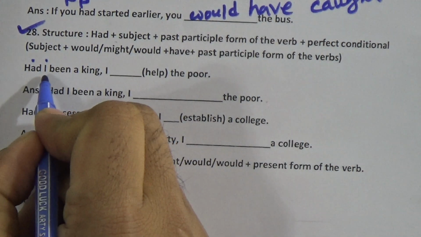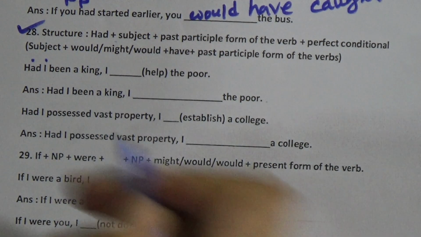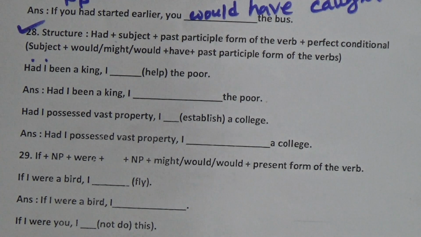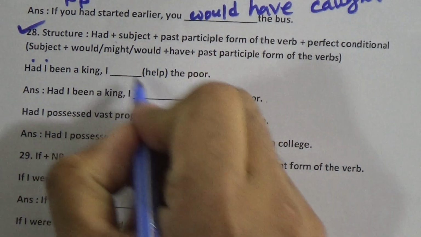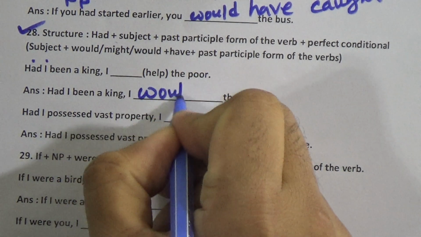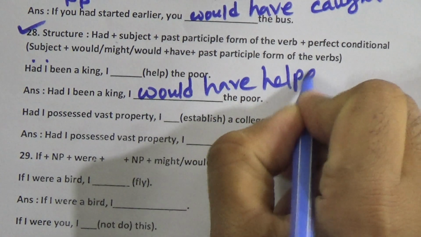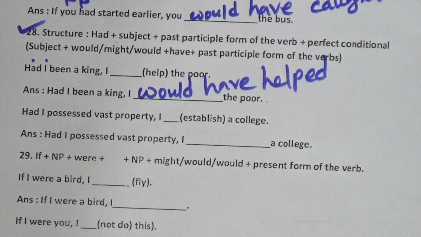Had plus subject plus verb 3, then perfect conditional. Perfect conditional you have already known. Perfect conditional is subject plus would have, could have, might have plus verb 3. Had I been a king, I would have helped the poor.